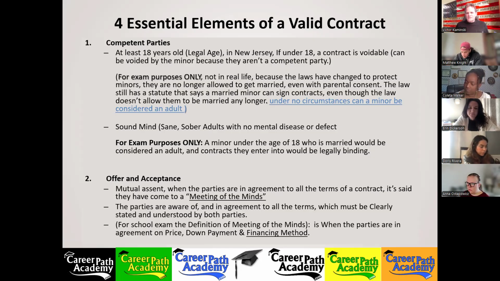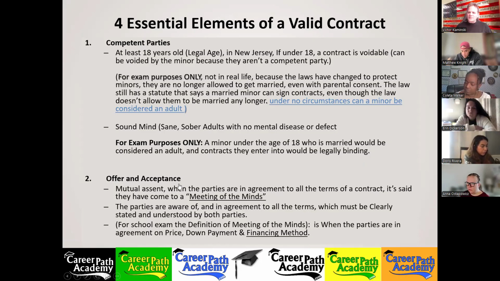That's what you should know for exams, even though in real life minors can't be married. I know, sounds silly, doesn't it? It's because there's still a law on the books that says about them signing contracts. So until politicians remove that law, which I don't see them doing, it's not going to change. So this will still be on exams.